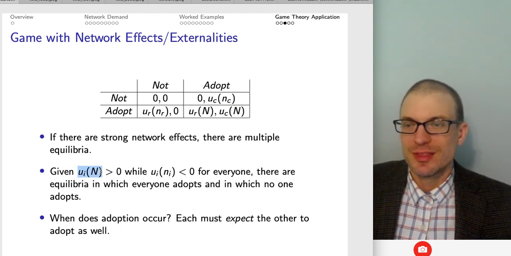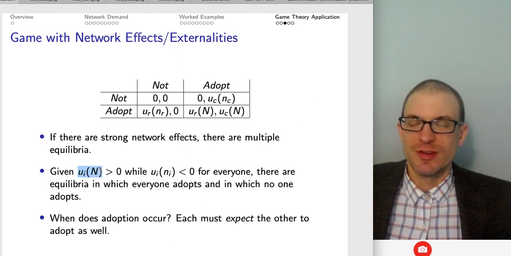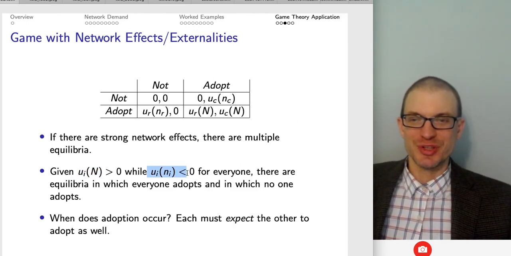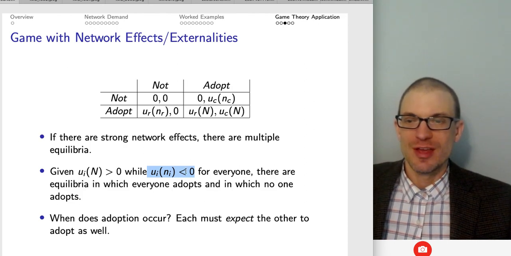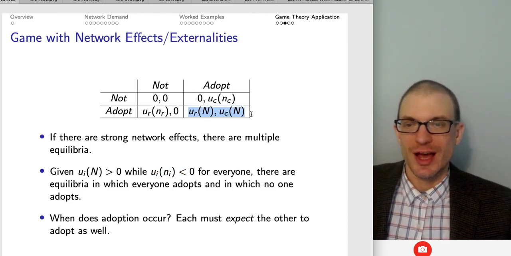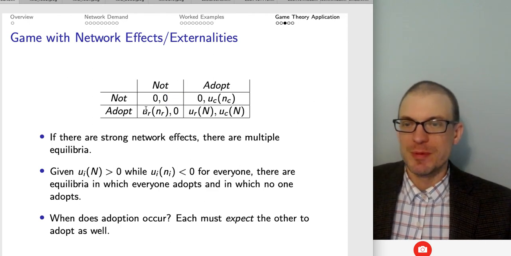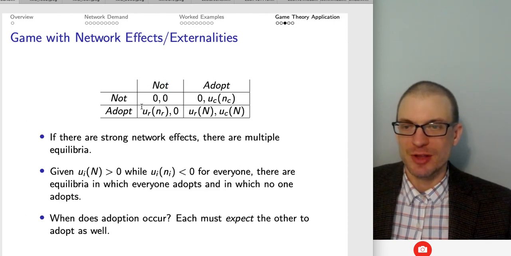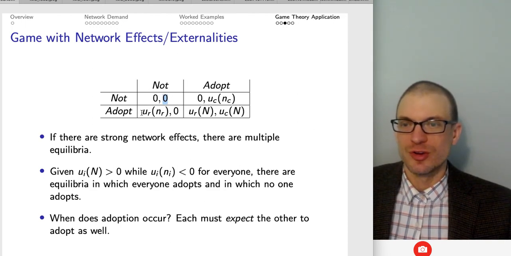Given that we're assuming there's this network effect, which is positive, and given that we're assuming that we'd rather not be the only one to have adopted, we'll make that negative. Now we get two equilibria, one where everyone adopts right here and one where no one adopts, right? Because if this is negative, then my best response when they don't adopt is to not adopt, right? If column player does not adopt, my payoff is 0, their payoff is 0 if I don't adopt. But if I do adopt, my payoff is negative and their payoff is 0, well, I'd rather avoid this negative payoff by adopting when they haven't adopted, and so we'll both not adopt.